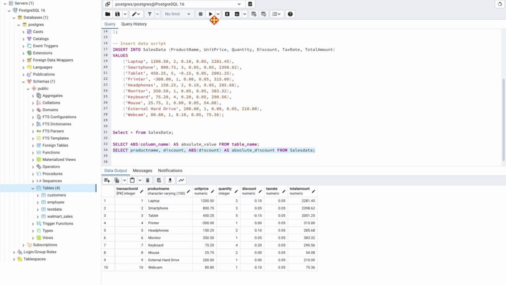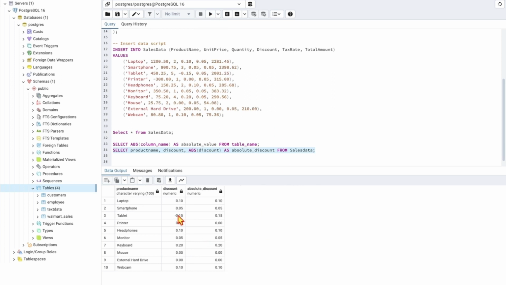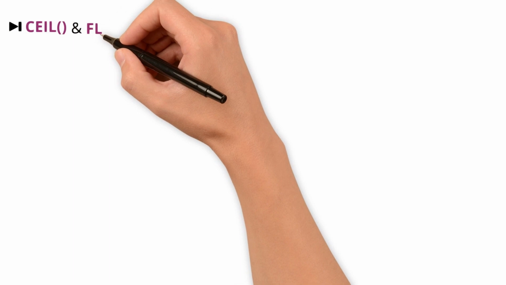Let's execute this. The expected value, especially for tablet, the discount value should be minus 0.15. Absolute discount value is expected to have 0.15. Let's look at that. Absolutely. Minus 0.15 for tablet and 0.15 as absolute value. This is how absolute manipulates your data by giving you the magnitude of the value by removing its sign.